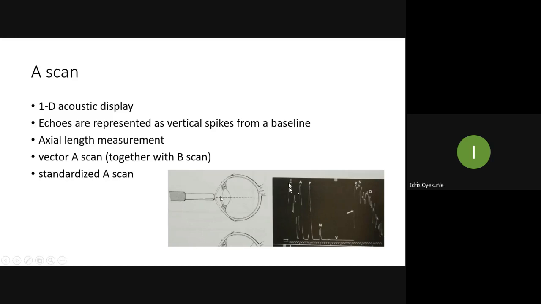So these are like vector spikes that we see. It's commonly used in the measurement of axial length. However, it can also be incorporated together with B-scan, where we see it as vector spikes underneath the B-scan projection image. And it's also used in standardized echography together with the B-scan.